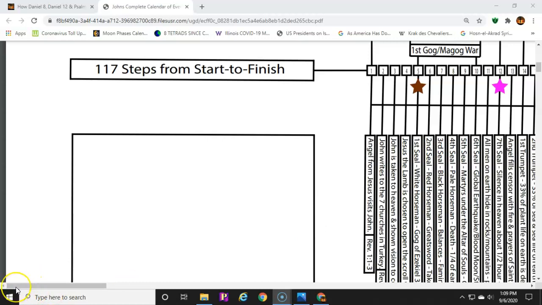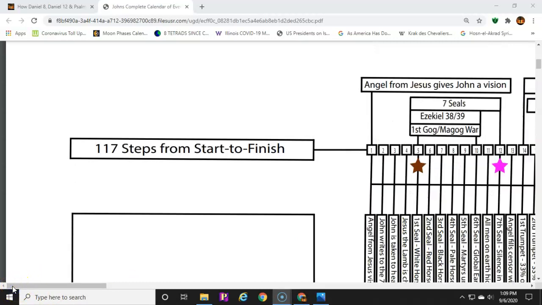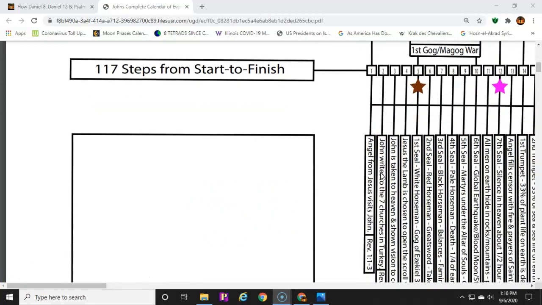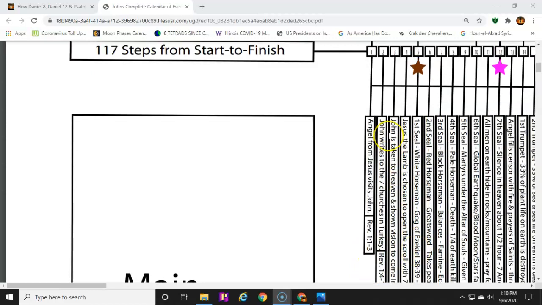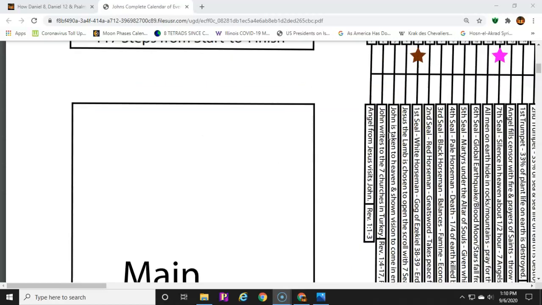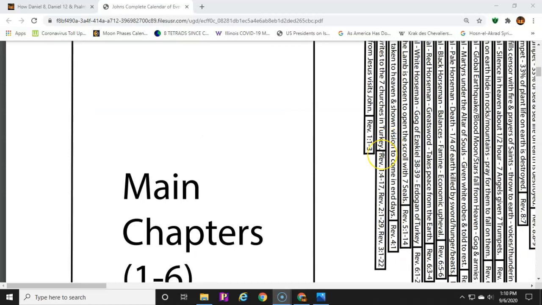And I'm going to sort of explain how this all works. So in step 1, John is visited by an angel of Jesus, and he is told to write 7 letters to the 7 churches. So if you go down this timeline, you can see that John is given those. He's visited by the angel in Revelation 1 through 3, and he then writes 7 letters to the 7 churches in Turkey, and this is Asia Minor.